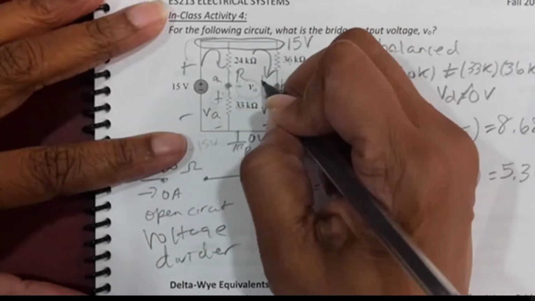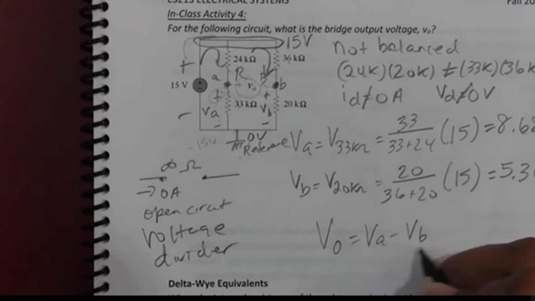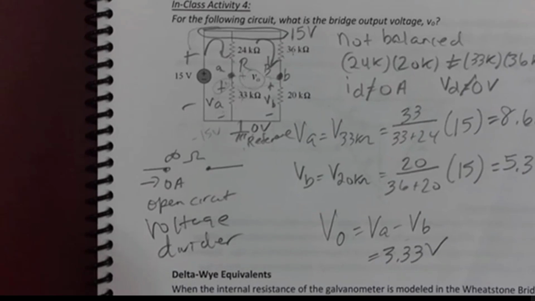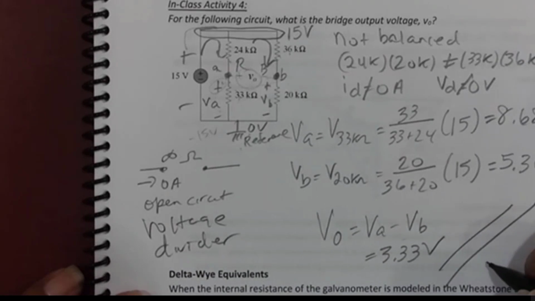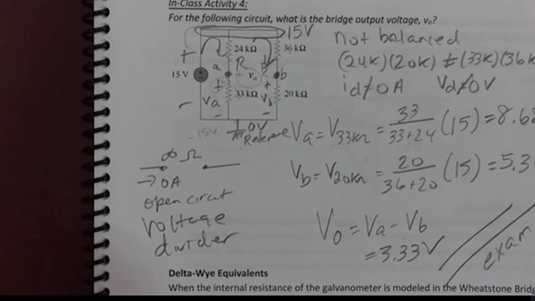This would be the red and black on your voltmeter. If you flip that on your voltmeter, you get a negative number. So what is V0? .33 volts. So I think what I'm going to do is I'm going to stop the exam here, okay? And I will put the rest of this on exam 2.